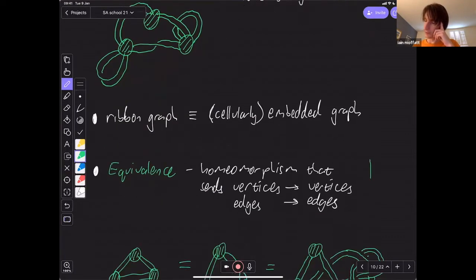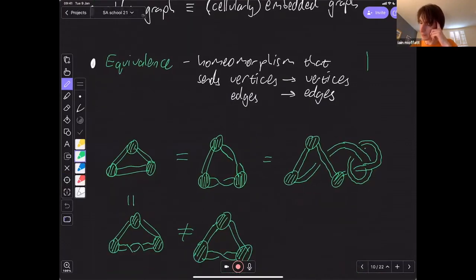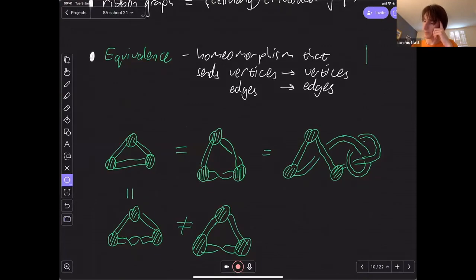So we need to worry a little bit about equivalence, and we know that ribbon graphs are exactly cellularly embedded graphs as before, so we want to consider them up to exactly the same equivalence that we normally would for cellularly embedded graphs. So we consider our ribbon graphs up to homeomorphisms that send vertices to vertices and edges to edges. So in particular, this means that we don't really care how the ribbon graph is drawn in three-dimensional space.